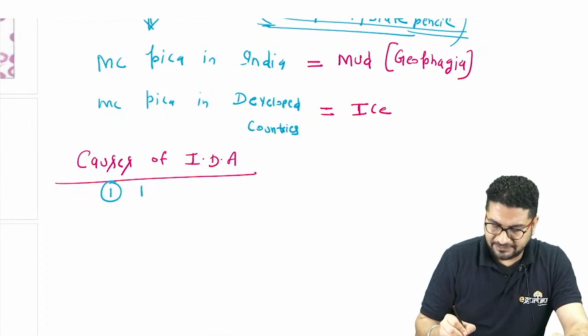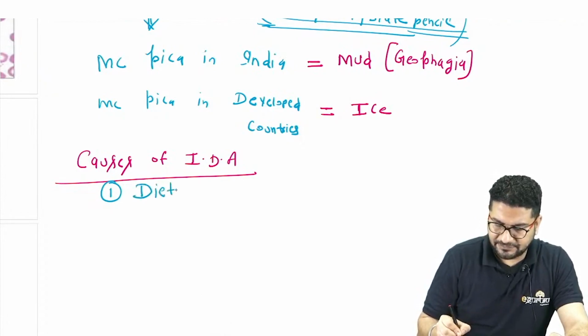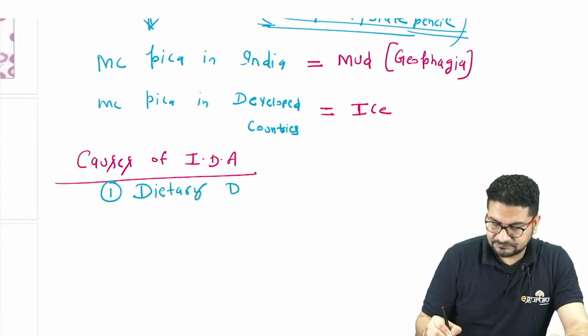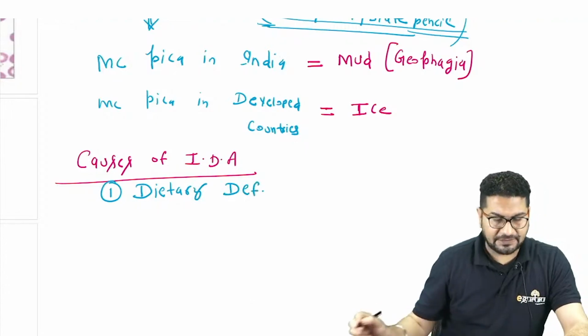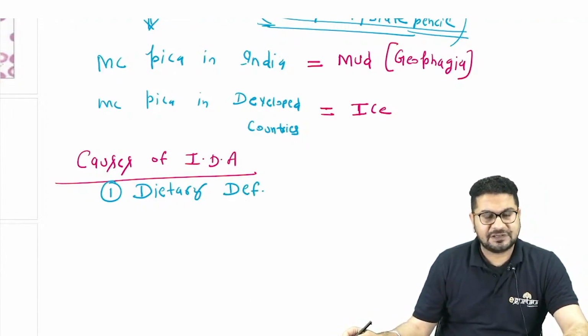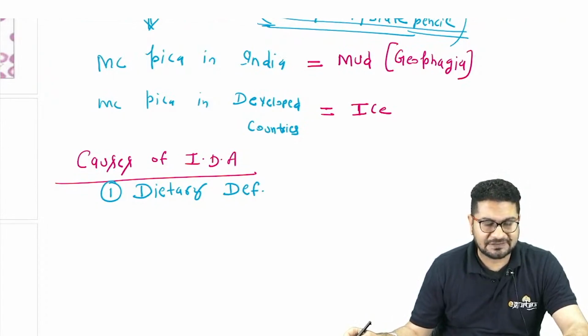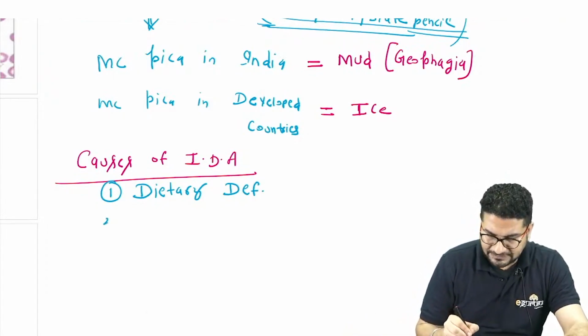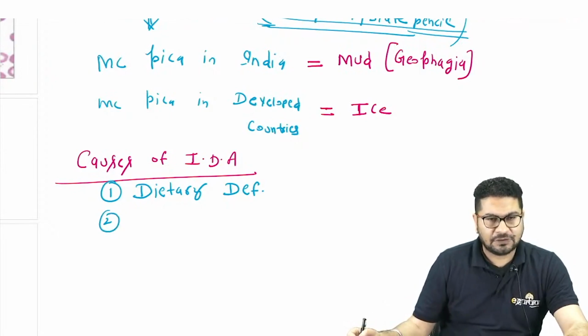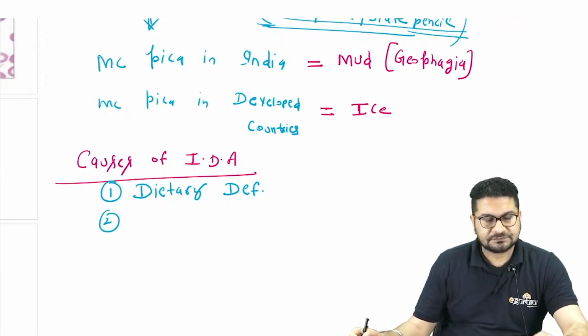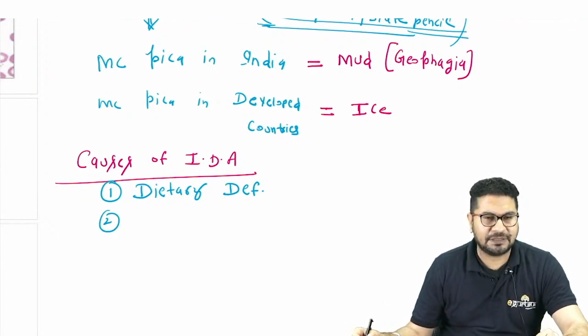So that is dietary deficiency. The first cause will be dietary deficiency. Dietary deficiency means you are not taking proper diet, you are not taking iron in your diet. That is dietary deficiency.